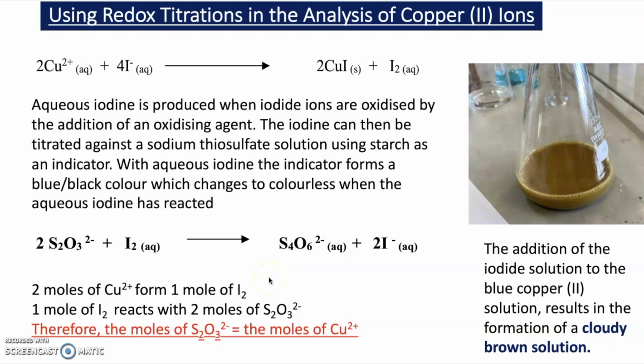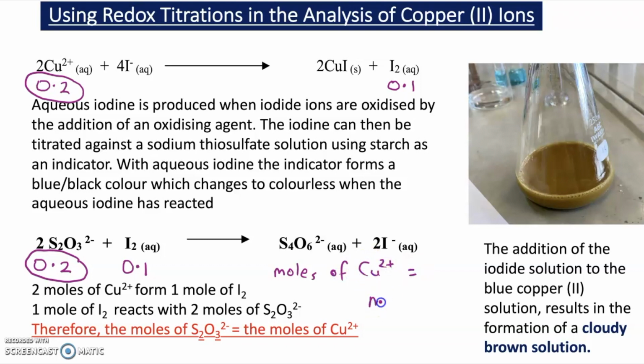So I'm now going to prove to you that the moles of thiosulfate equals the moles of copper. So imagine that I had 0.2 moles of Cu2+ in my flask and I reacted it with iodide solution. Because there's a 2-to-1 ratio of Cu2+ and iodine being formed, I would have 0.1 moles of iodine being formed. And because there's a similar 2-to-1 ratio of thiosulfate to iodine, this would react with 0.2 moles of thiosulfate. So you can see that the moles of copper is equal to the moles of thiosulfate.